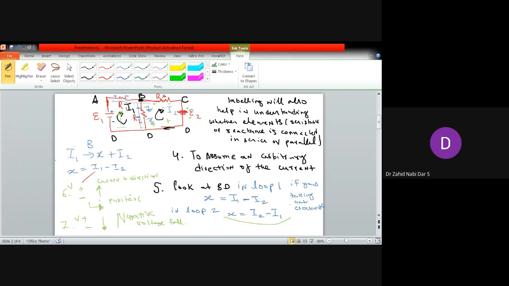So please write me the equation of KVL for this ABD circuit, the first circuit, loop one. E1 minus I1 R1 minus I1 R2 is equal to 0. Yeah, this is correct.